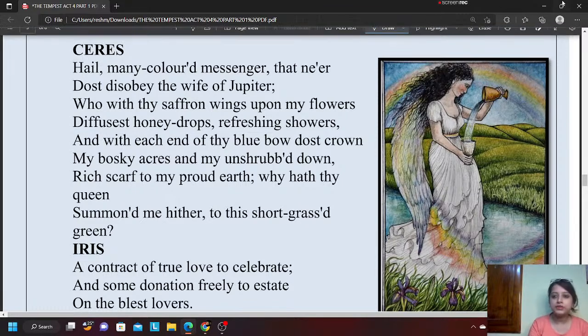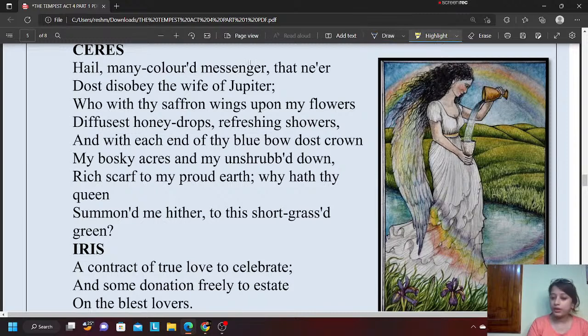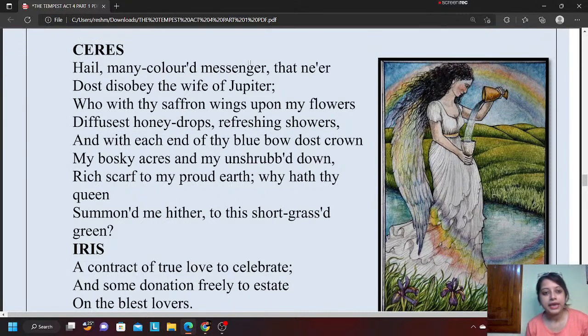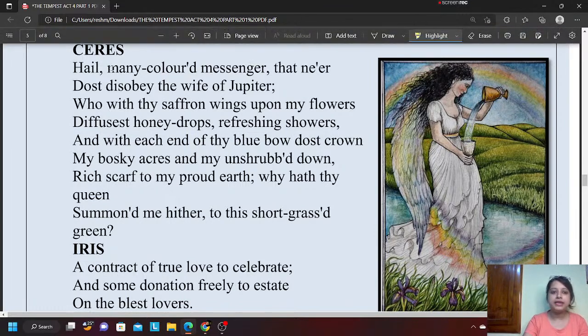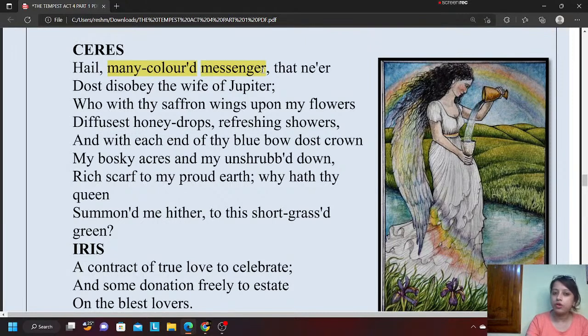So you have now Ceres coming into the scene. And what you see over here, see. Now again, be careful. Hail, many colored messenger. So hail, that means sometimes when the kings come in, we say जय हो, king को ऐसे मतलब welcome करने के लिए. So hail, many colored messenger. Why many colored? Rainbow, no? Iris is a messenger, and what kind of goddess is she? She's the rainbow goddess. So rainbow है, इसलिए many colored बोल रहे हैं.